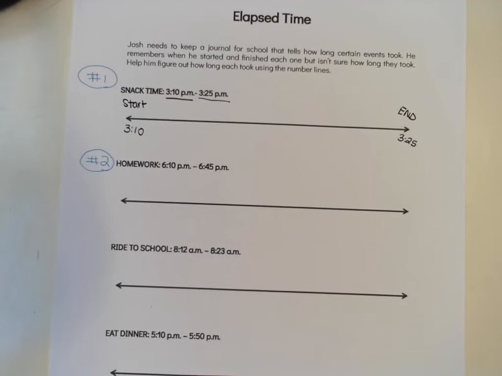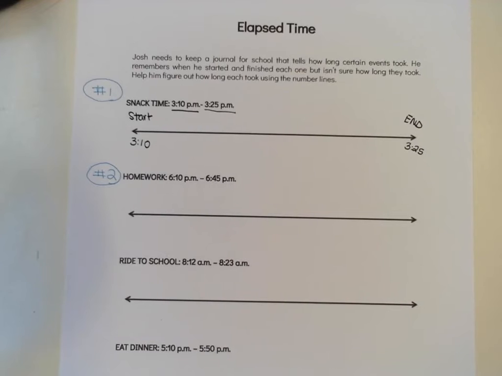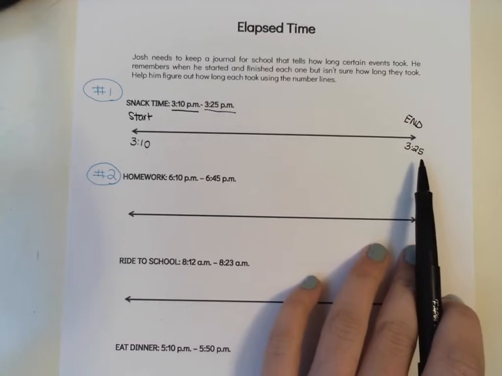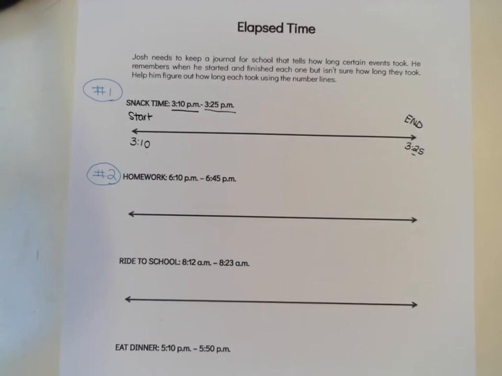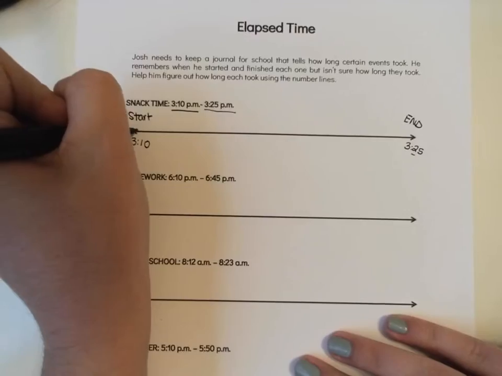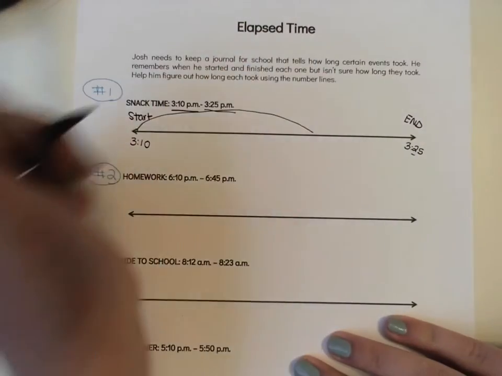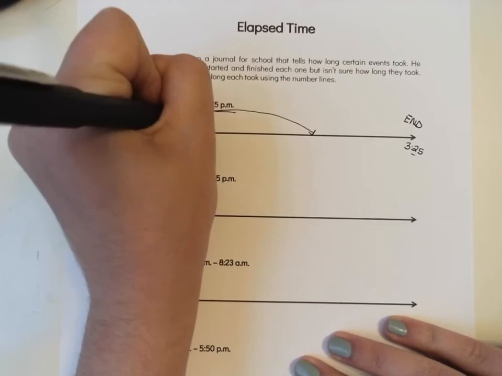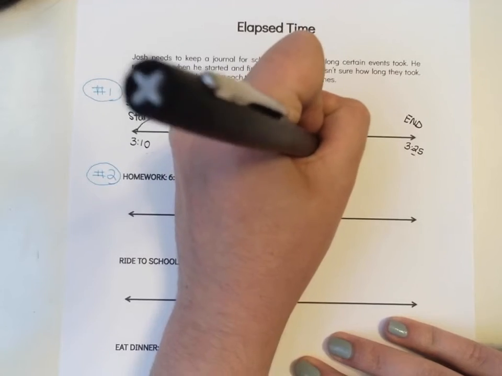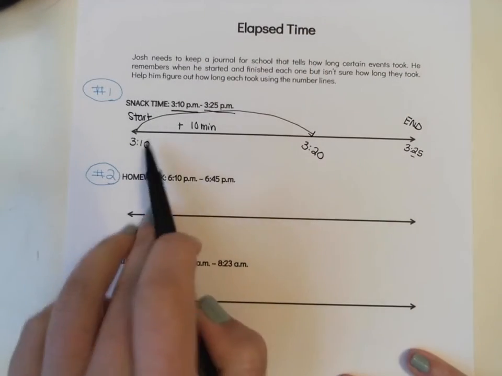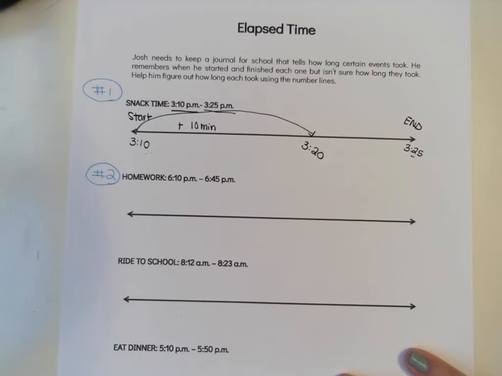Okay, so what we have to figure out is how many jumps we need to make to get from 3:10 up to 3:25. Using the knowledge that I have of number lines for addition and subtraction, I know that I'm going to jump to a friendly number. So I'm at 3:10. What I'm going to try and jump to is the 10 in my final number. So I know that if I add 10 minutes to my number line, I'm going to get to 3:20. If I add 10 minutes to 3:10, I'm going to end up at 3:20 on my number line.